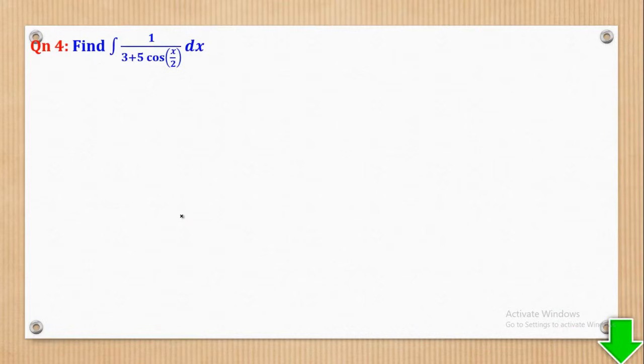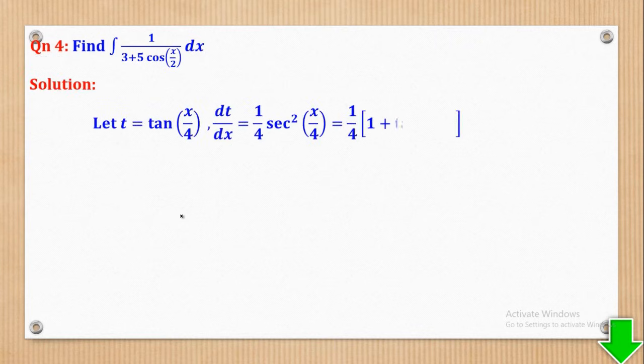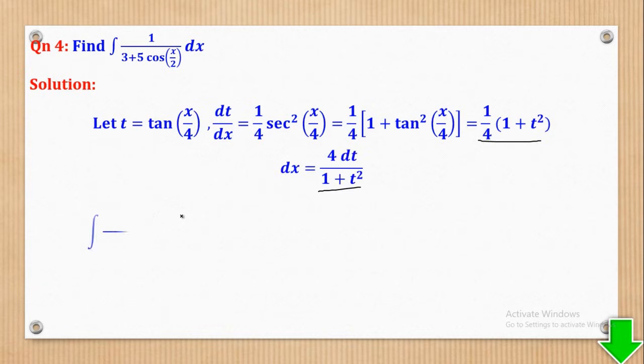So that was question 3. Now we shall go to question 4, where they want you to find this integral. So let t be equal to tan x over 4. Now x over 4, because here the angle is x over 2, and half of x over 2 is x over 4. So when I differentiate, I'll come up with this, implying that dx is that.